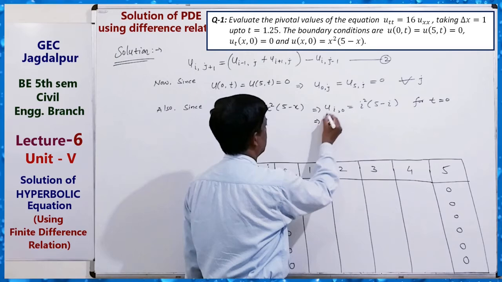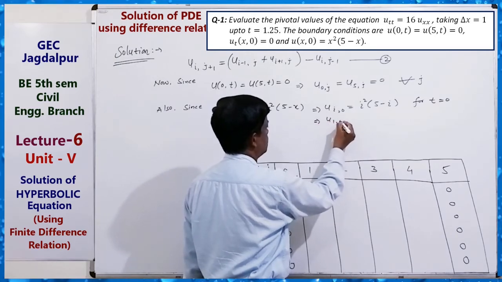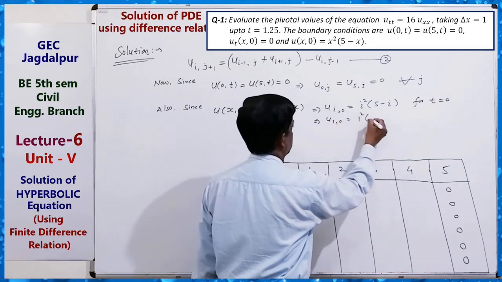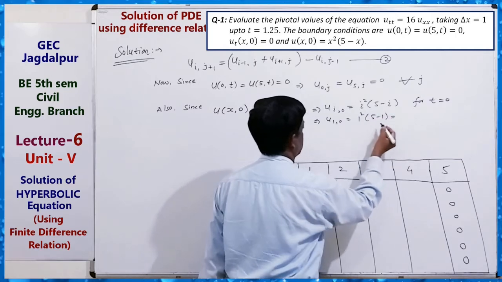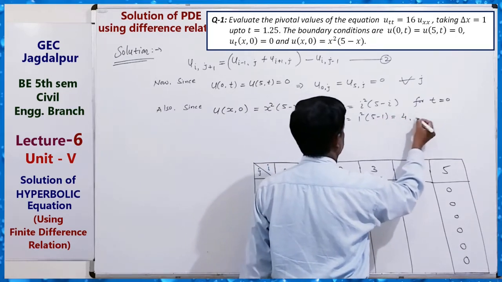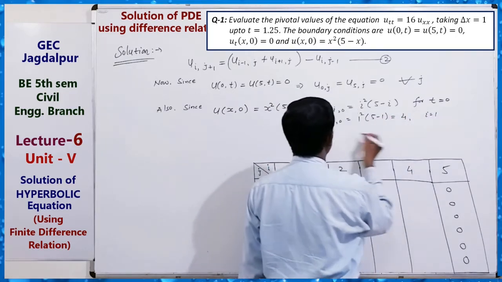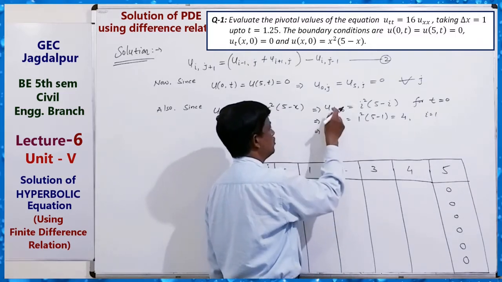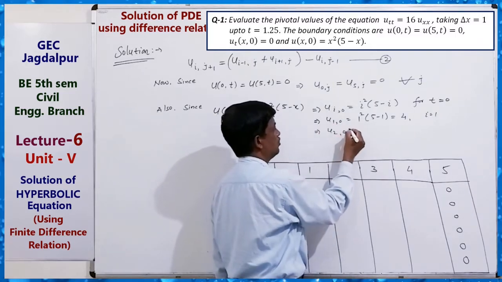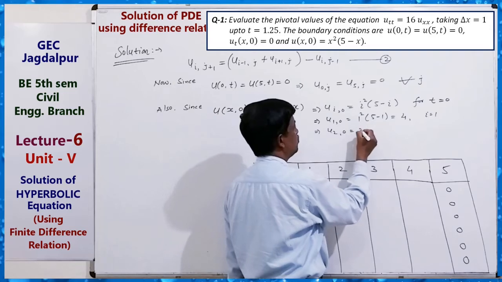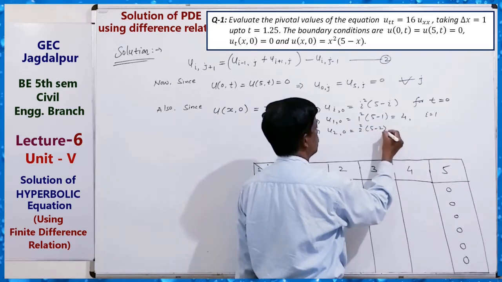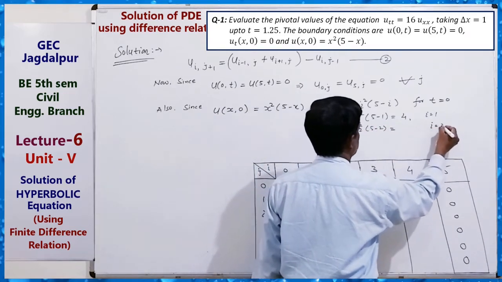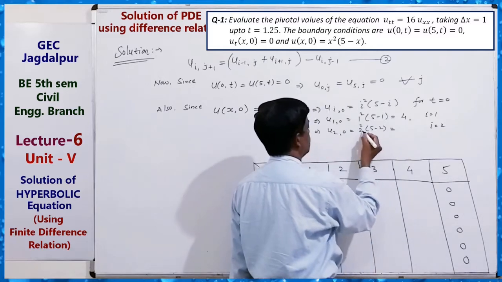Here u 1 0 equals 1 square into 5 minus 1, equals 4, for i equals 1. Similarly, for i equals 2, u 2 0 is 2 square into 5 minus 2, which is 12.